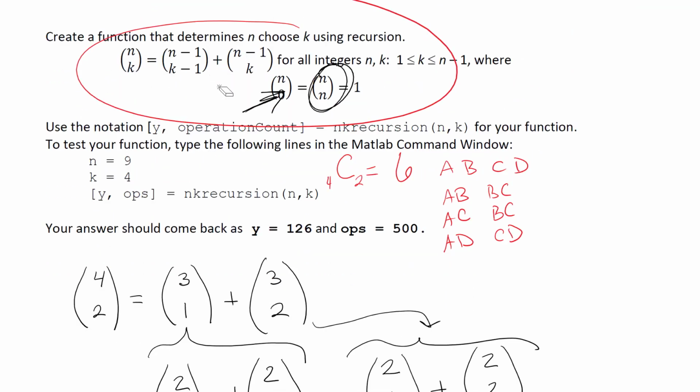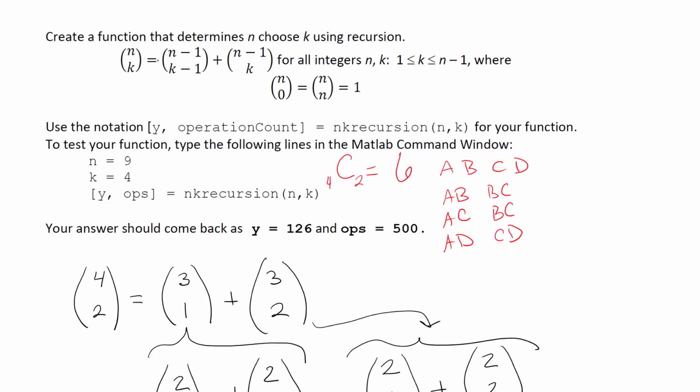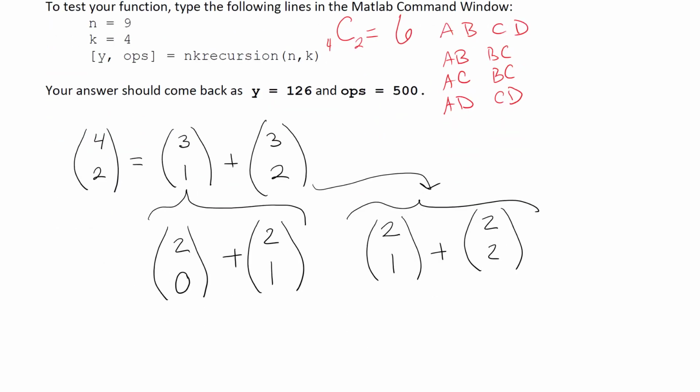Each time I'm running through it on the different iterations, the first one is I decrease both of them. And then on the second one, I decrease the top one, but not the bottom one. And anytime the bottom number is 0 or these two numbers are the same thing, then I quit. So what I have right here is 2 choose 0. That's a 0 on the bottom, so that's going to return a 1.